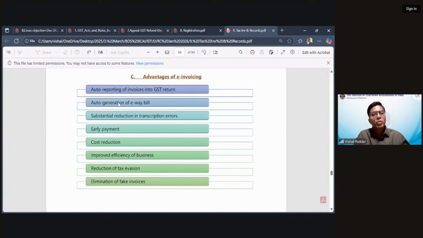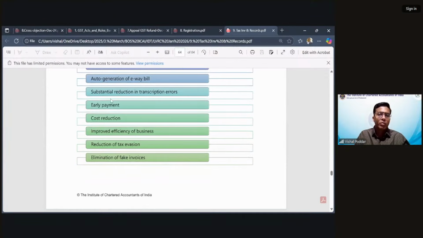Similarly, on the basis of e-invoice, your e-way bill Part A will be auto generated, because the e-way bill also has two parts, A and B. A is the invoice details, B is the transporter's details. So A will be auto filled on the basis of the e-invoice. Then subsequent reduction in transcription errors. So if, let us say, today you are preparing an invoice and sometime in future you are uploading it on the portal, there is always a possibility of some errors creeping in. That will automatically be reduced at the first stage itself.